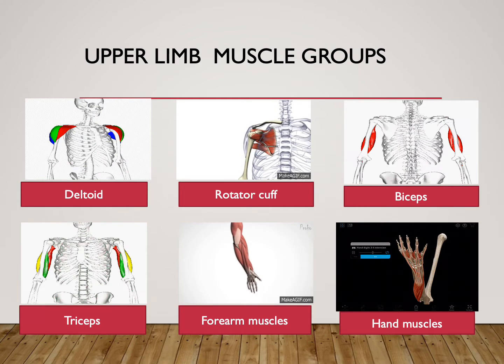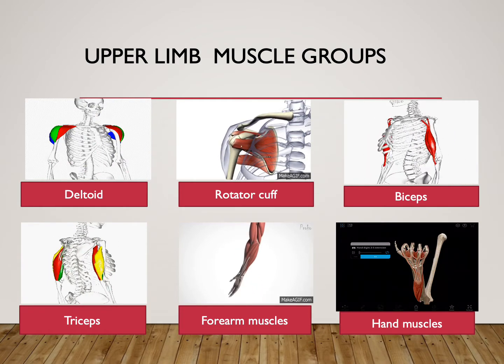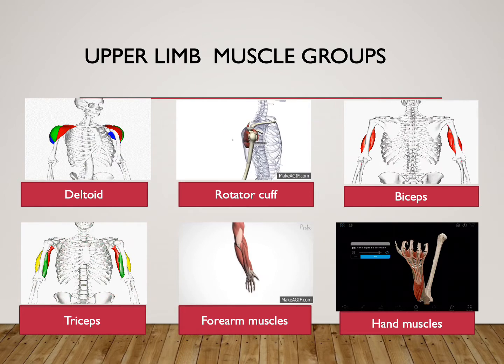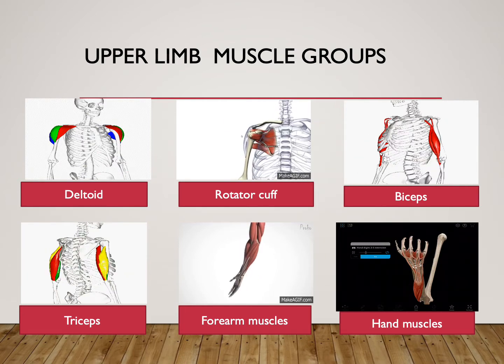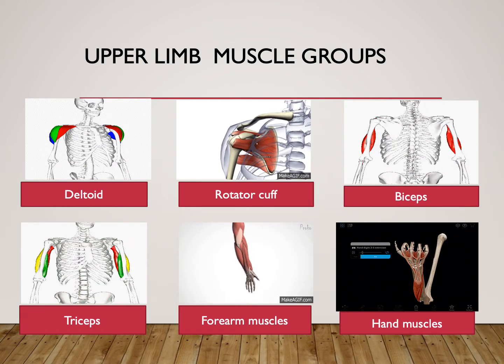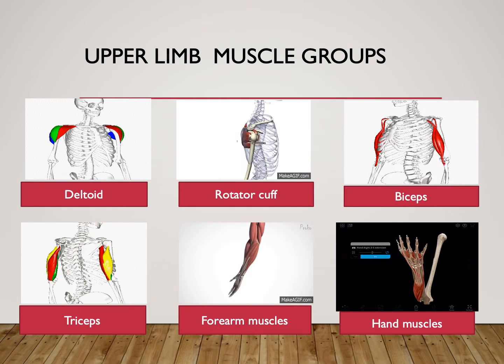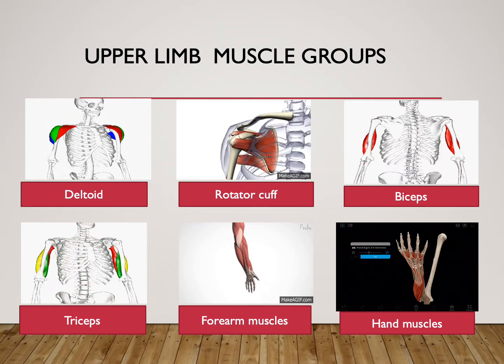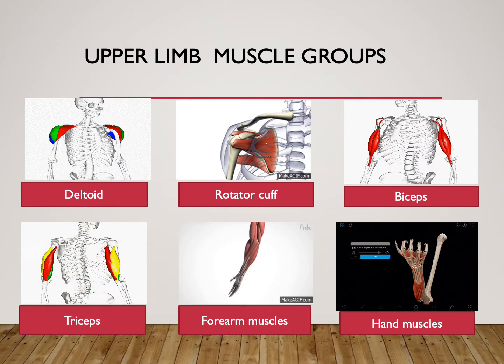This slide shows the various muscle groups of the upper limb, which include deltoid. You can see rotator cuff muscles performing rotation, the biceps, triceps, forearm muscles and the hand muscles, which cause movement of hand and fingers.